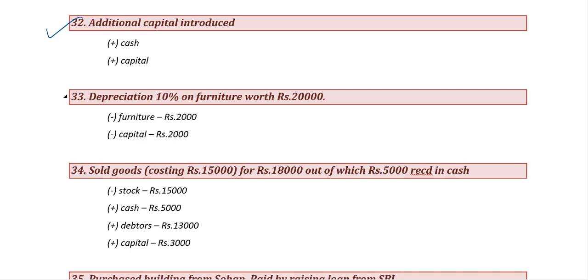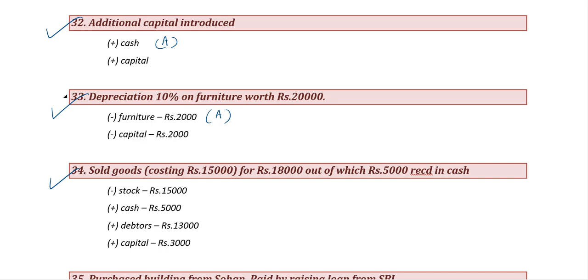Additional capital introduced, we will add to cash, which is an asset, and we'll also add to capital. Depreciation 10% on furniture worth 20,000. We will deduct from furniture 10% of 20,000, which is 2,000. Furniture is an asset, and we'll also deduct from capital the amount of 2,000 because depreciation is an expense, and any expense should be deducted from capital.